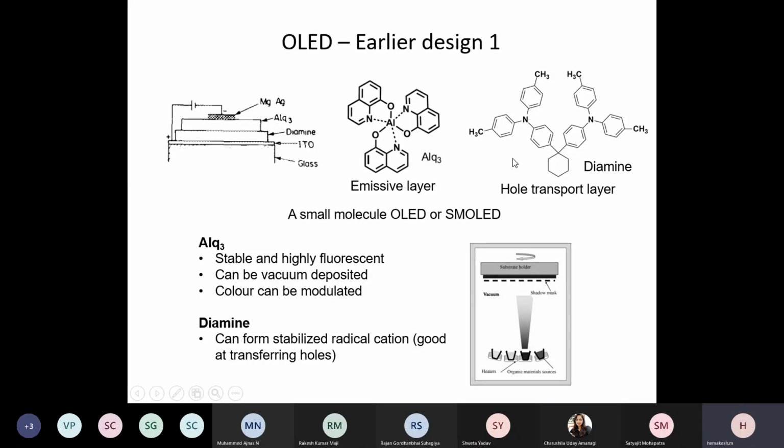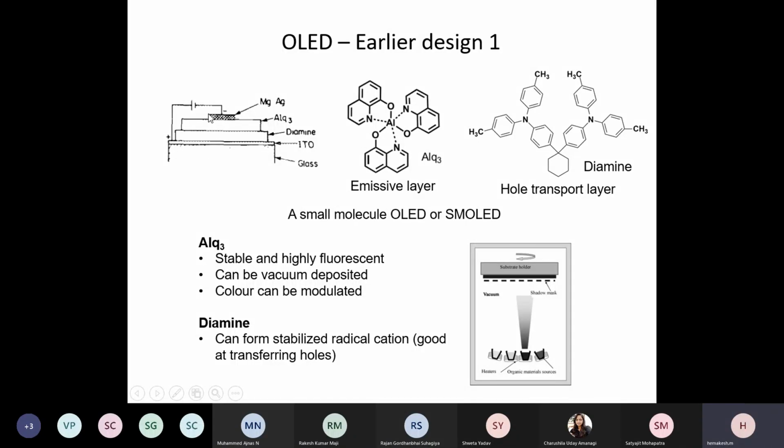The diamine, which is controlling the charge carrier mobility, is based on the fact that nitrogen with a benzene ring next to it is good at stabilizing radical cations, which assist in transfer of holes, not as much for electrons. That's why they have a differential mobility of electron and hole in the hole transport layer. And then you have a metal cathode, which completes the device.